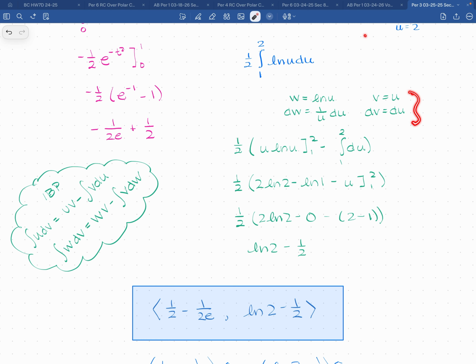I did u sub up above. So instead of doing u sub, I did integration by parts with u and v. I did v and w, and here's the formula. I changed it to this, and I'm using w and v. But anyway, just doing integration by parts, and I get down here. So there is my answer.